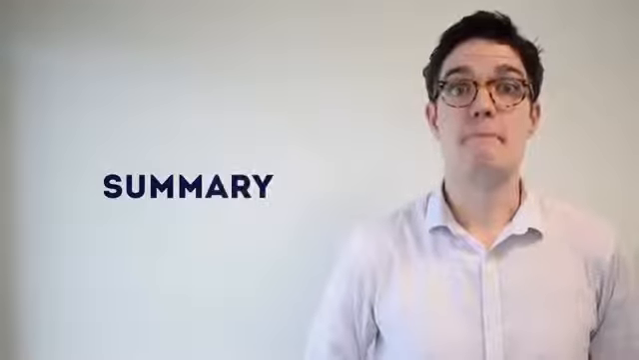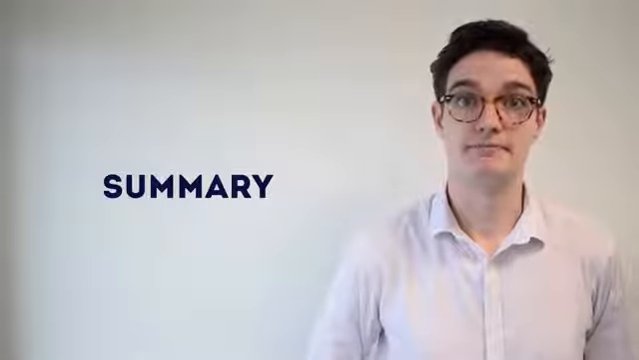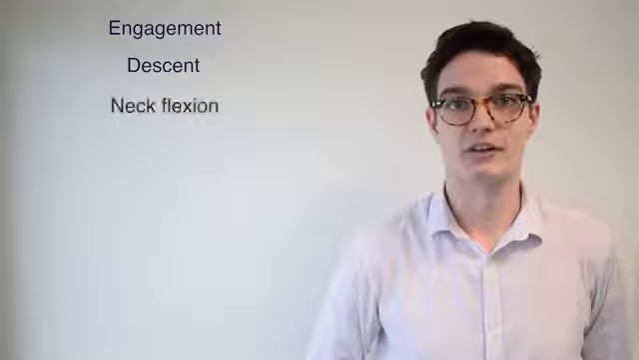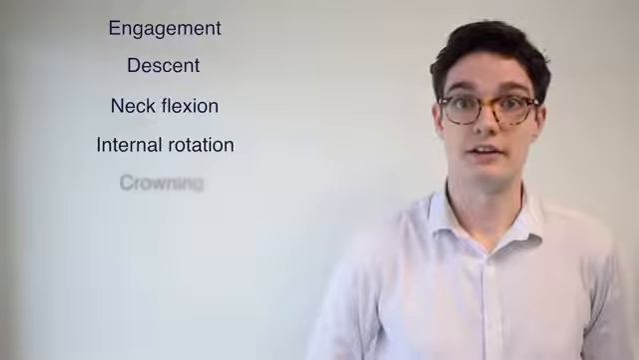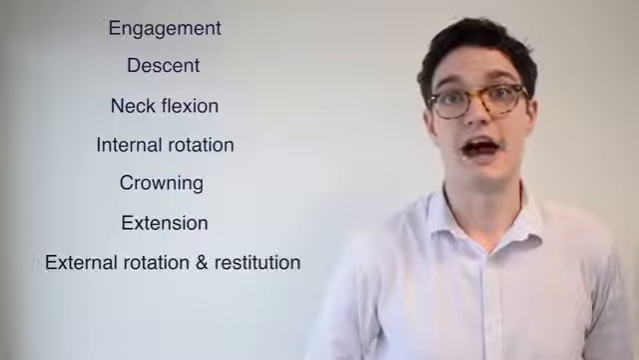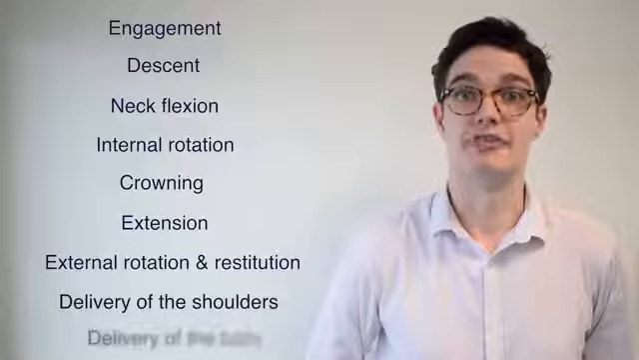Today we have described the mechanisms of labour and the positions of the baby in the pelvis. To summarise, the mechanisms of labour are split into several key parts: engagement, descent, neck flexion, internal rotation, crowning, extension, external rotation and restitution, delivery of the shoulders, and delivery of the baby.